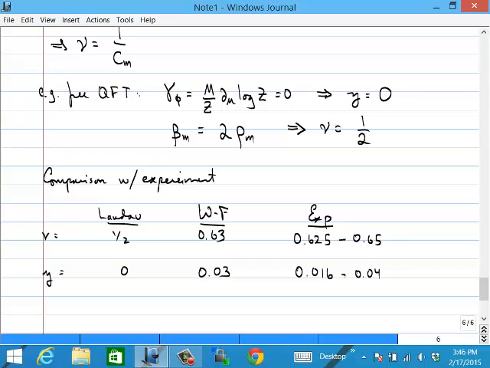So this concludes the portion of the course where we talk about renormalization. Starting next class, we're going to be moving on to Yang-Mills theory and gauge theories.